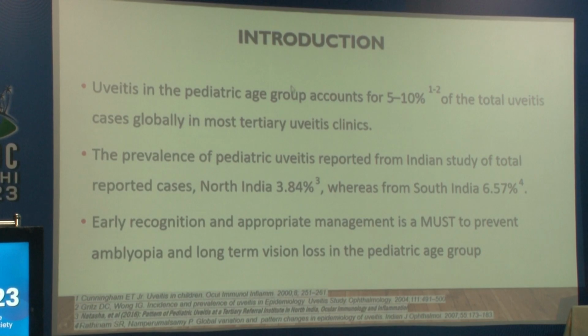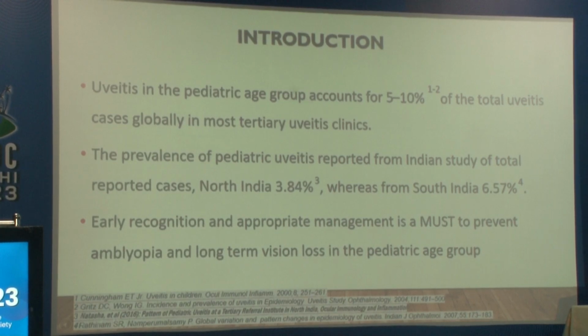Globally, uveitis in the pediatric population is around 5 to 10%, and in comparison between North and South India, its prevalence is around 3% in the North and around 6% in the South. So early recognition of this condition is important.